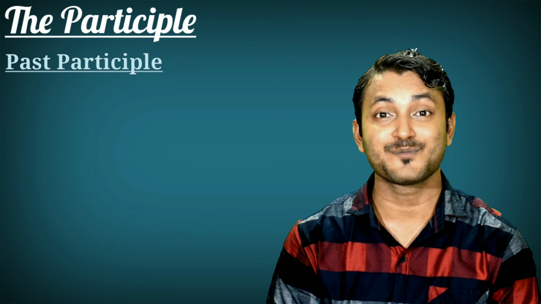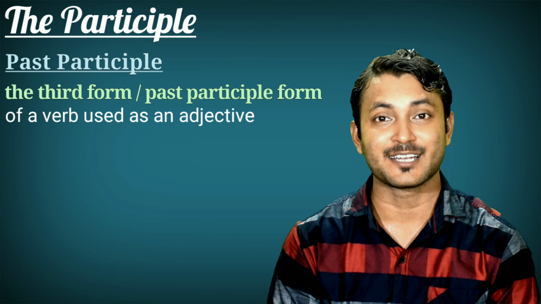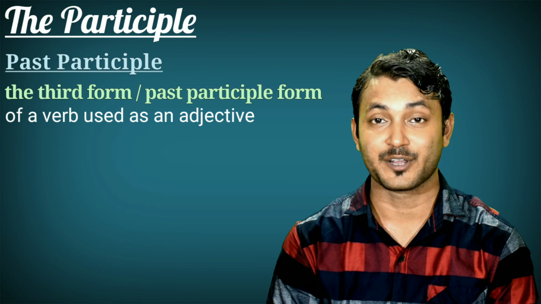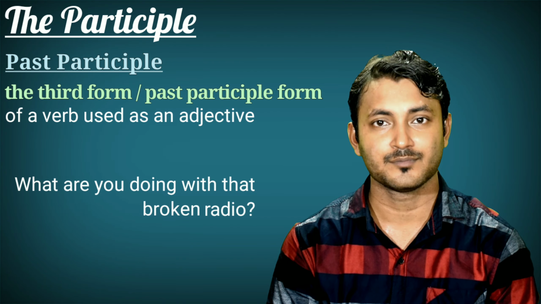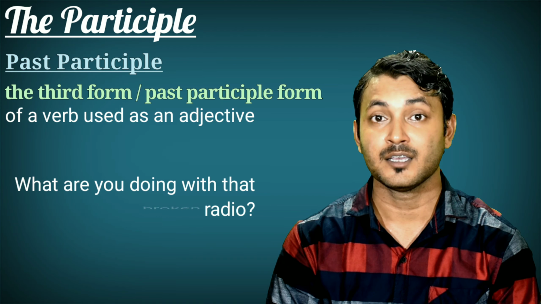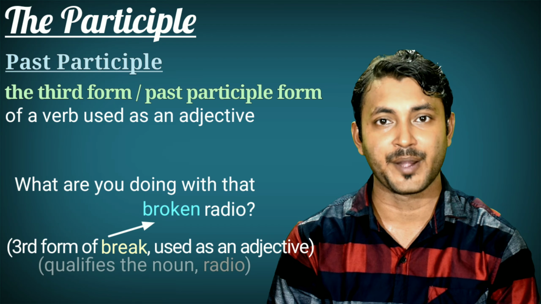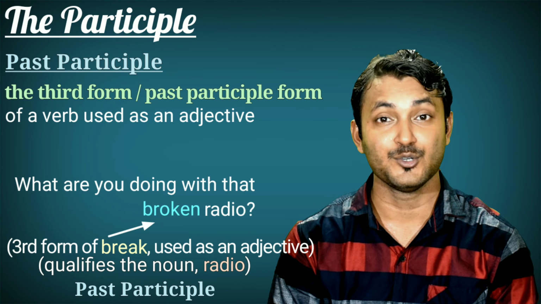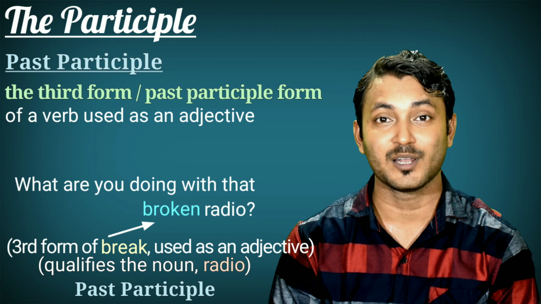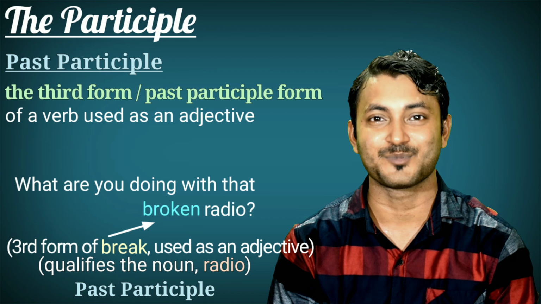So what is a past participle? A past participle is the third form of a verb that is used as an adjective in a sentence. For example, what are you doing with that broken radio? In this sentence, the word broken is actually the third form of the verb break, but it is not used as a verb in this sentence. It is used as an adjective that is qualifying the noun radio. So it is a past participle.